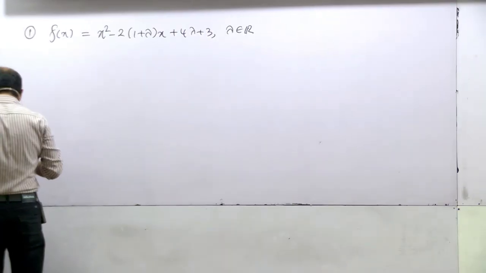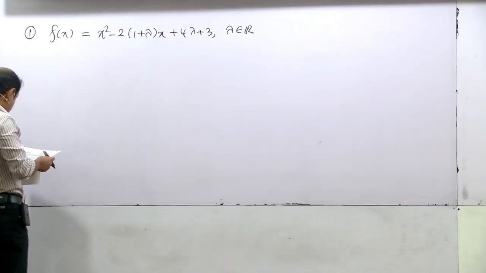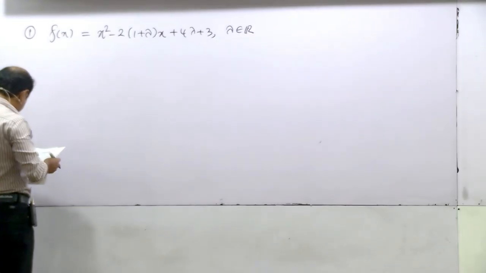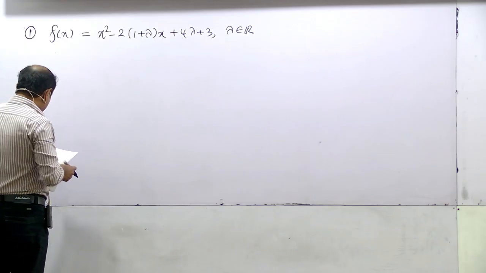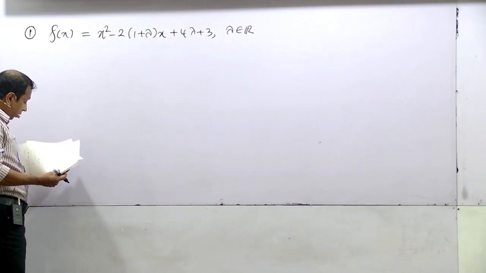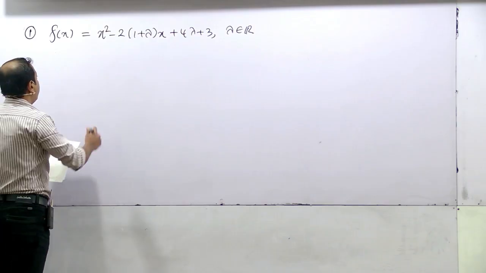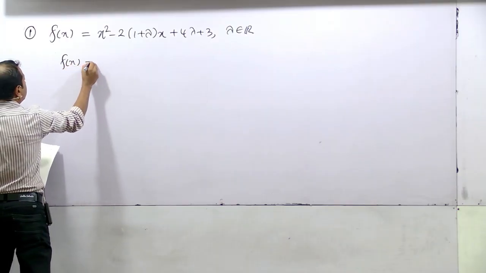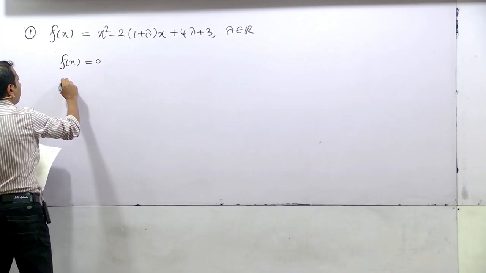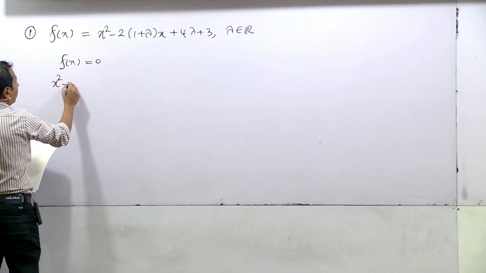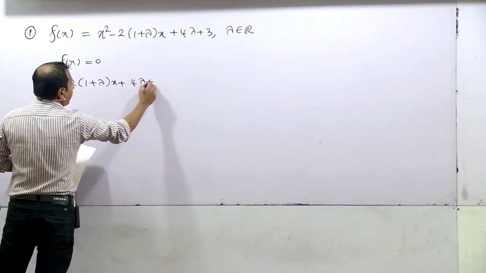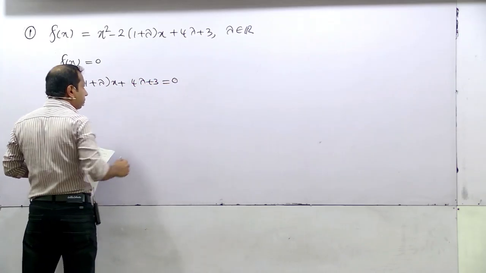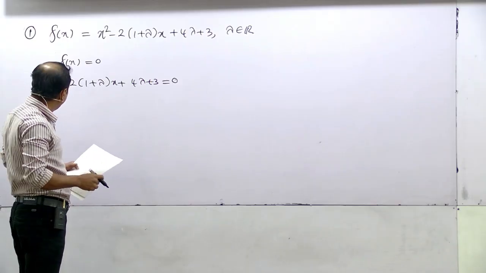For the roots of f(x) = 0 to be in opposite signs, show that lambda is less than minus 3 by 4. Let's see what the f(x) = 0 equation is. We get x squared minus 2(1 + lambda)x + 4 lambda + 3 = 0. This is the f(x) = 0 equation.